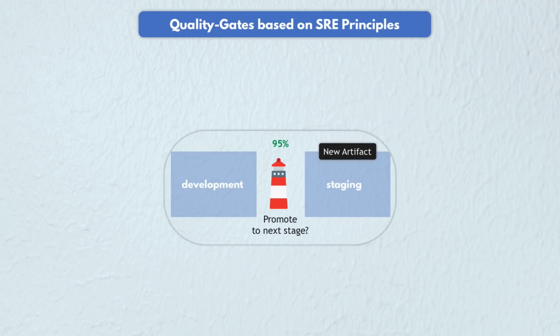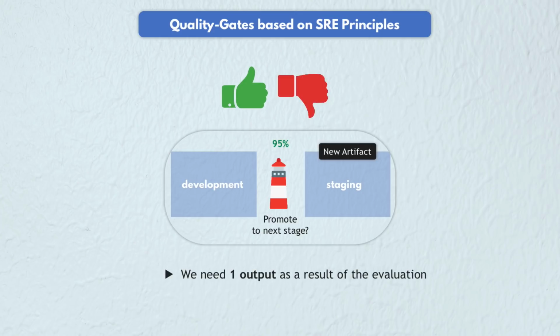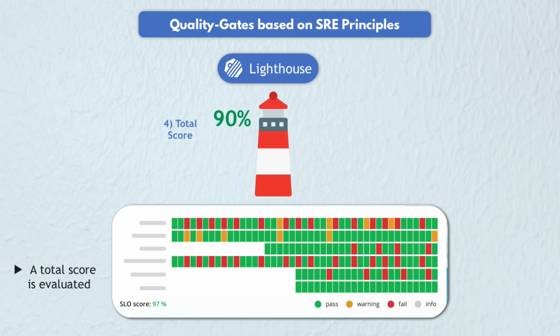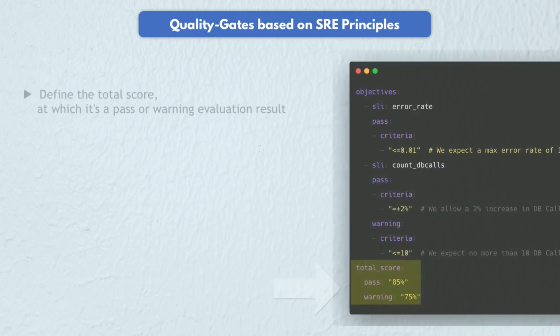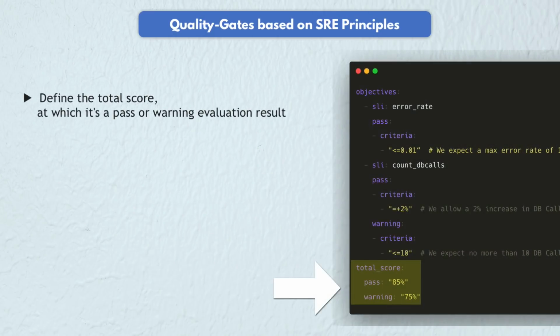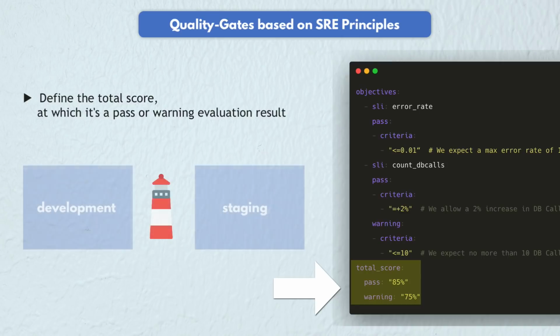Now, as I said, based on that evaluation, we decide whether the release can go to the next stage through the quality gate or not. So the evaluation result must be a simple yes or no, or pass or no pass. So what does Keptn give us as a result of evaluation? It gives us a score, a total score of all the SLO evaluations. And based on that score, we can define in the SLO.yaml file whether it's a pass or not. For example, if we get a total score of 90% or more, the release can pass through the gate.